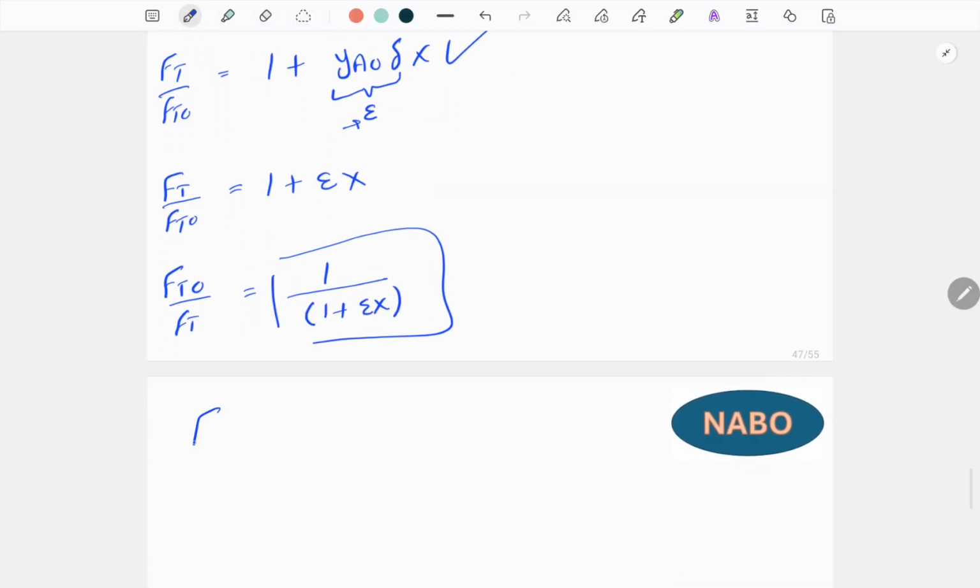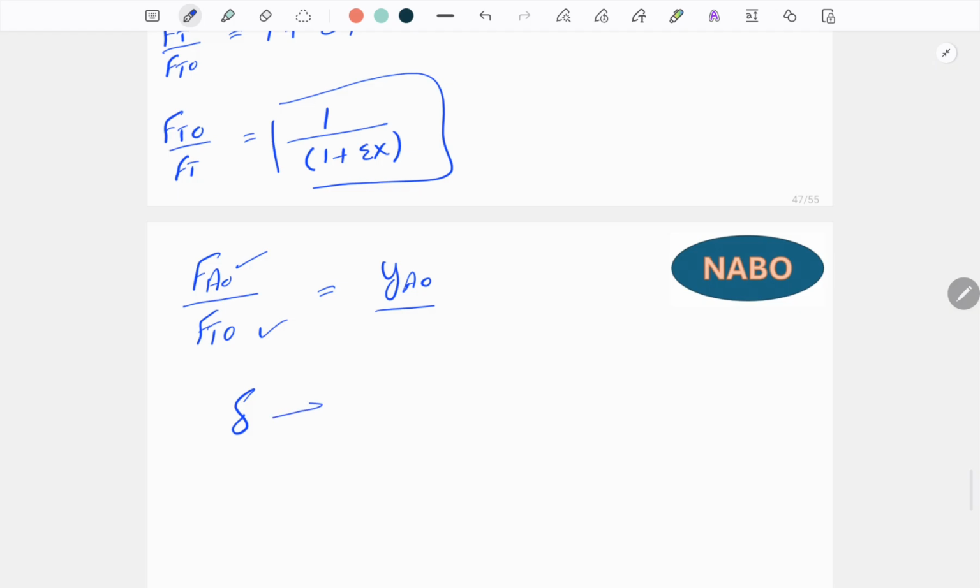As I said, Fa naught divided by Ft naught is basically the initial mole flow rate of A divided by the initial total mole flow rate, which gives you the initial mole fraction of A in the gas phase, and that's why we're using y. Okay, so that's simple. But what is gamma? Gamma is basically the change in moles.